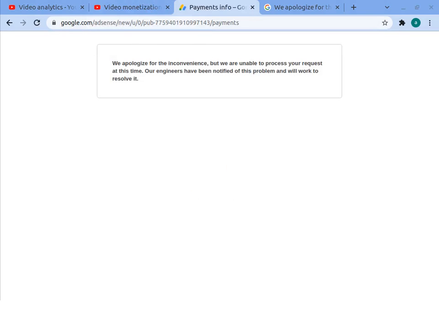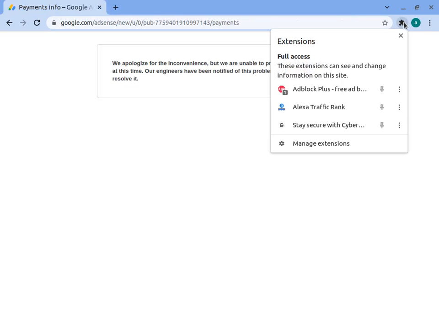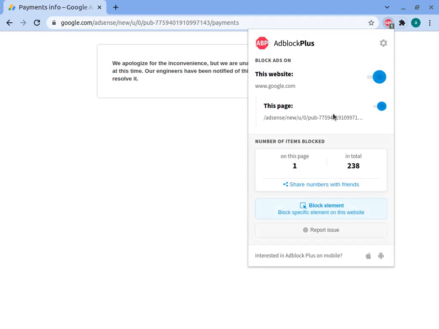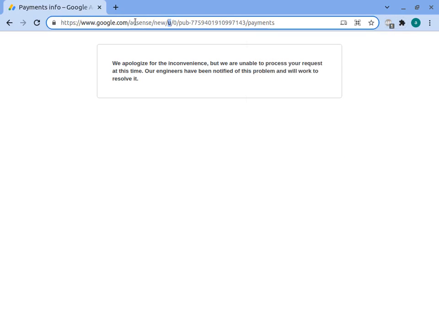So how do you fix that? Simple, easy way. You can close each and every tab here, and if you have an ad block, that could be one of the possible reasons why it's like this. Switch it off. We pin that here, then click on that. If you have any type of ad block, switch it off. You can see it's off now. Let's try to refresh.